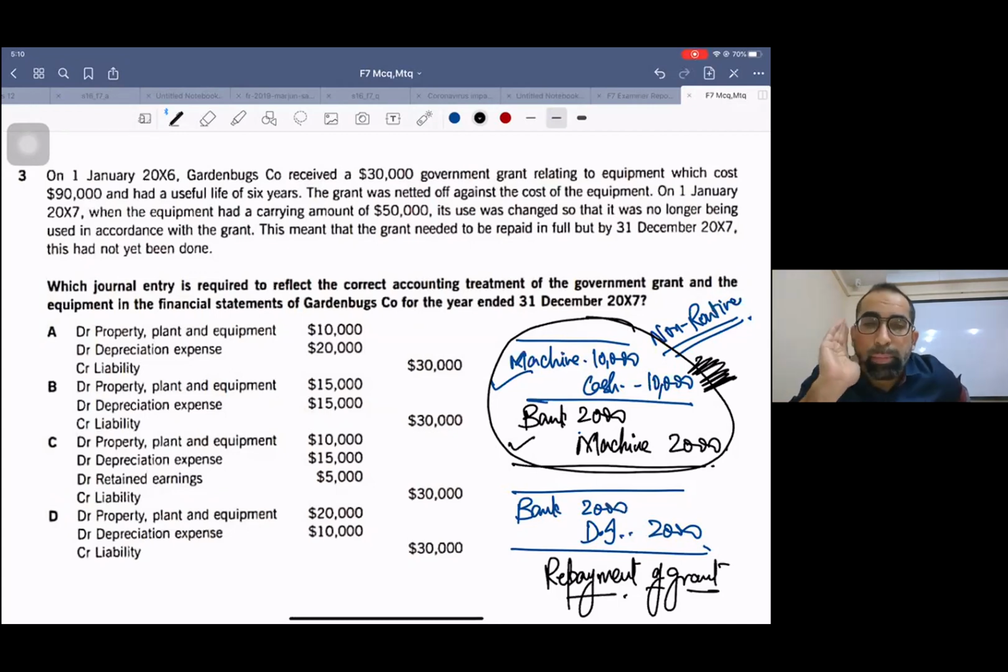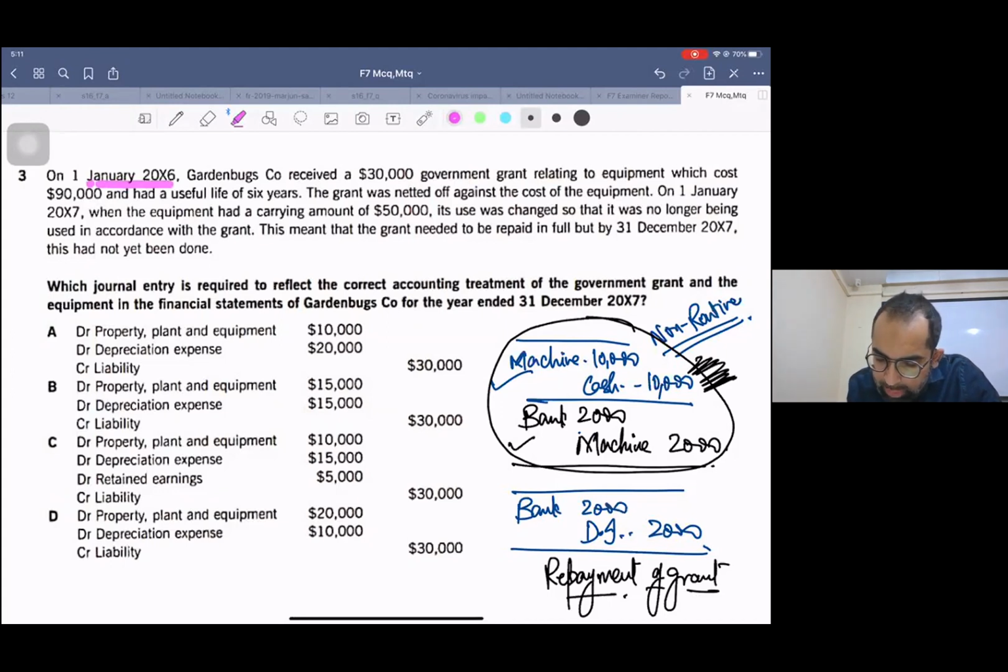Let's try it. My first advice is to take a picture of the question, because I'll change the screen to write something. It's better you take a picture of this question so that you have it with you. Now let me read the date. The date is 1st of January X6. This is the date the story starts.